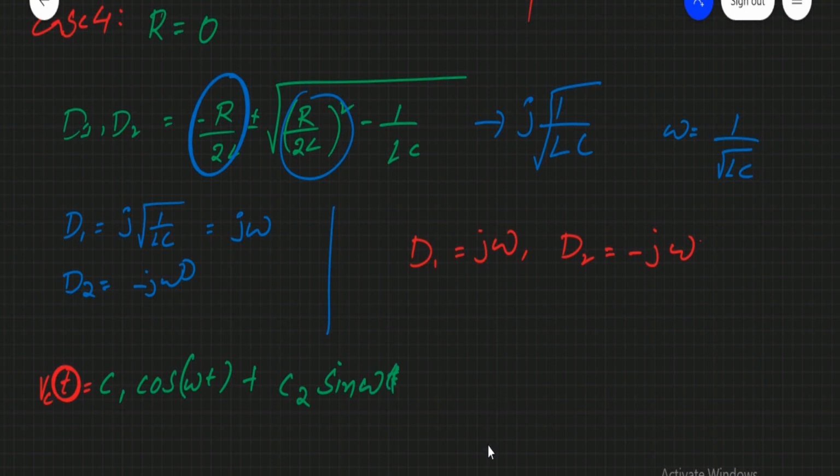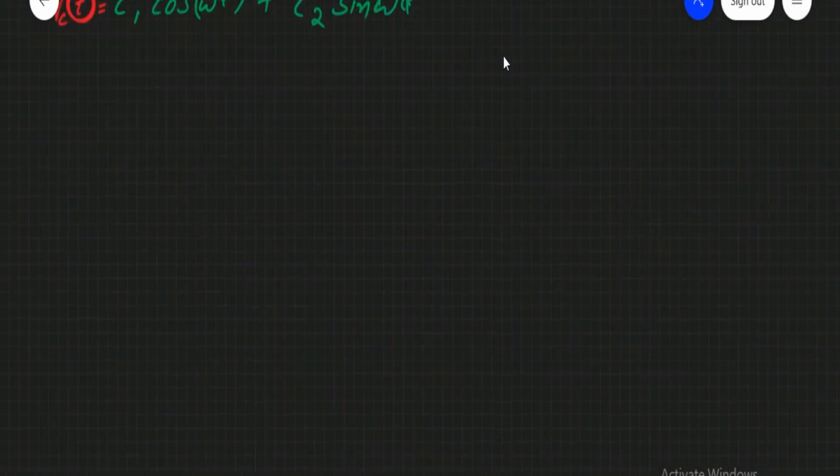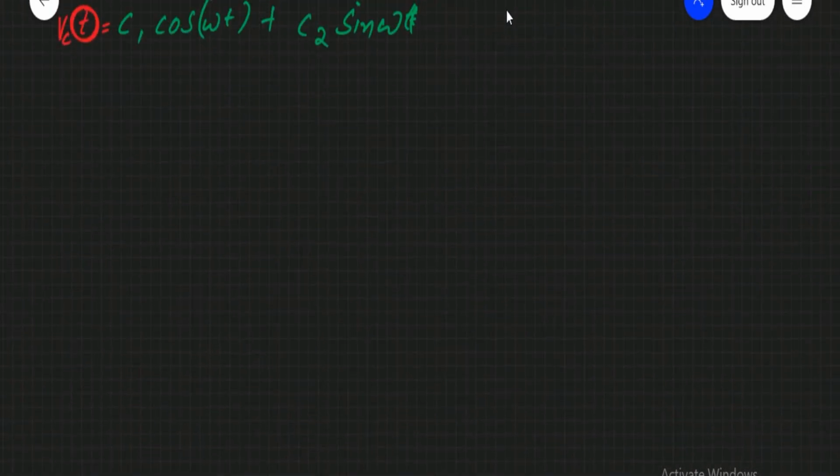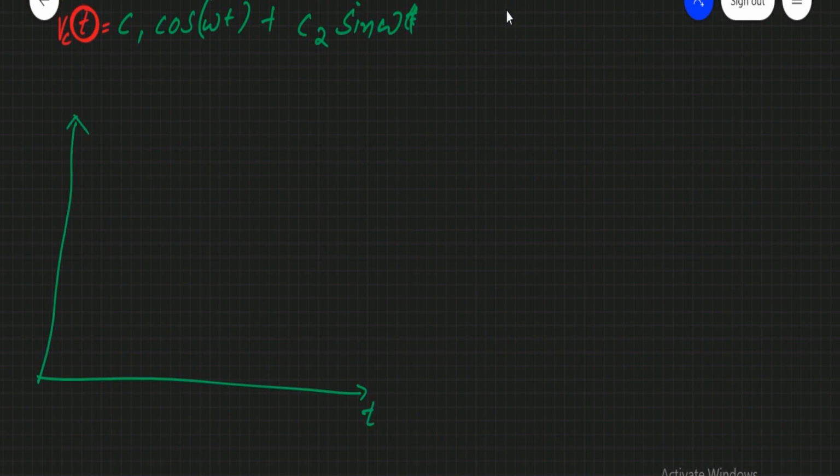So let us conclude. Before concluding, let us draw one graph. We are going to draw a graph which indicates overdamping, underdamping and critical damping. What do you mean by overdamping, underdamping? This is T and this is your voltage, that is Vc of T.